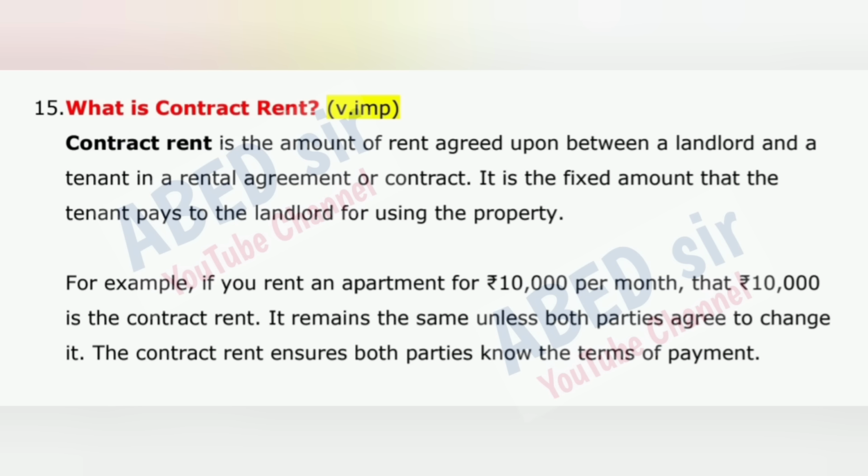What is contract rent? Contract rent is the amount of rent agreed upon between a landlord and a tenant in a rental agreement or contract. It is the fixed amount that the tenant pays to the landlord for using the property. For example, if you rent an apartment for 10,000 rupees per month, that 10,000 rupees is the contract rent. It remains the same unless both parties agree to change it. The contract rent ensures both parties know the terms of payment.